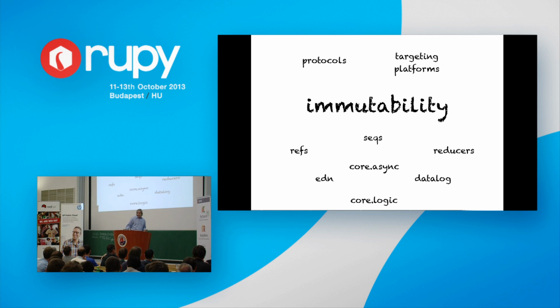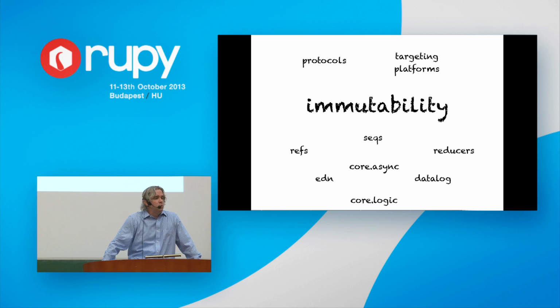All of the other ideas, the things below immutability in this picture, so the unified succession model in refs, and Eden, the data language, and core async, and core logic, and Datalog, and Datomic, and Seqs, and reducers, all of these things either don't work at all in a language where mutability is the default, or are substantially harder to do in a language where immutability is the default. So if you're going to take away one message from this entire talk, it would be this. I do not know what the default programming language will be in 2020, but I guarantee that immutability will be the default in that language.